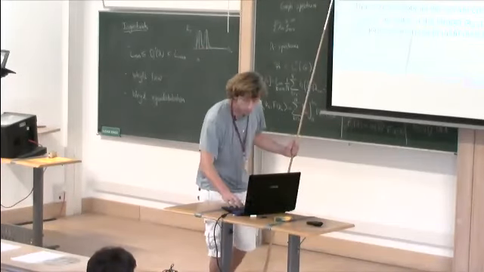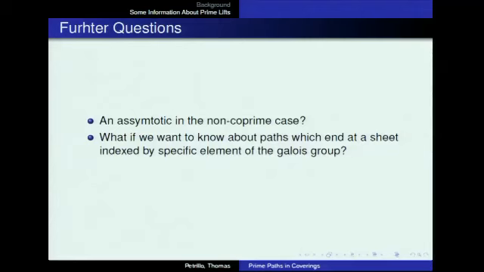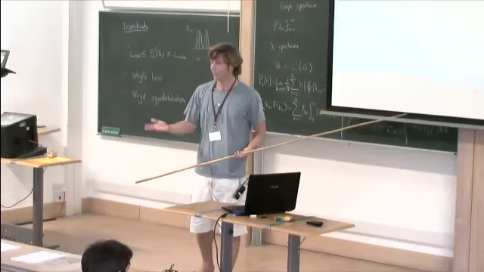And so what would be better to know is how can you create a better asymptotic in this non-coprime case, and how can you do better if you're interested in paths that end on a different sheet than the identity matrix. So it's 6:05, so I'll let you go.